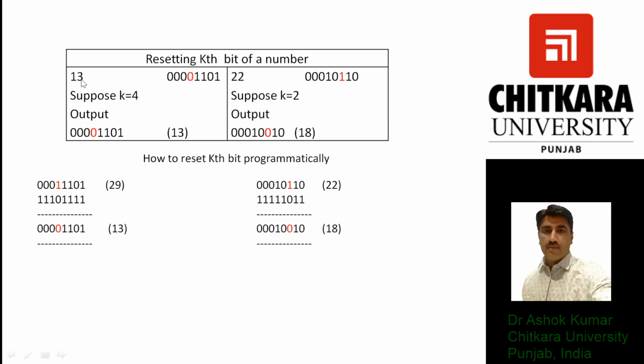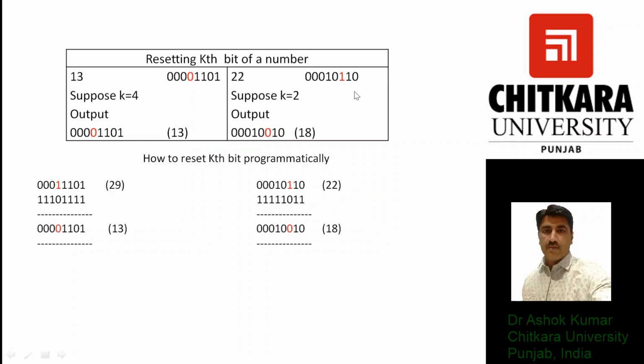Consider a number 13. Its binary representation is shown over here. If you want to reset the fifth bit of it, that means you want to change that bit to 0. It's already 0 in this case, so it will remain as it is and you will get 13 as the result. If we take another example, suppose the number 22, its binary representation is shown here.